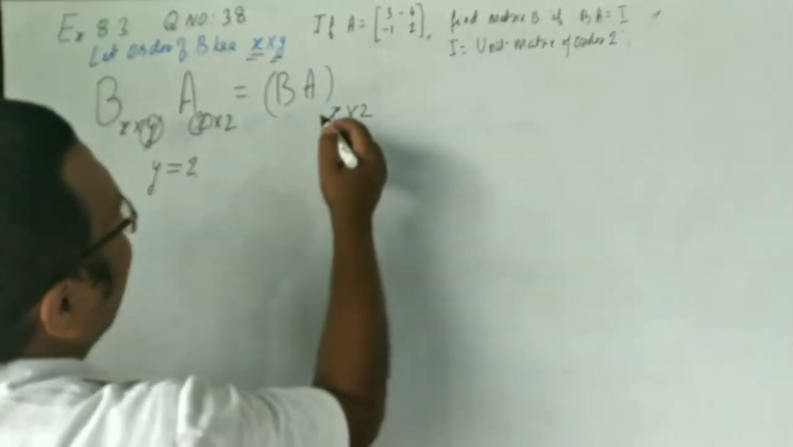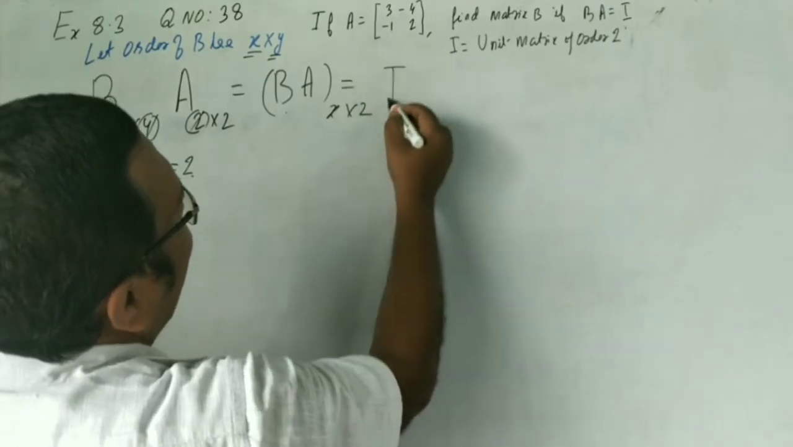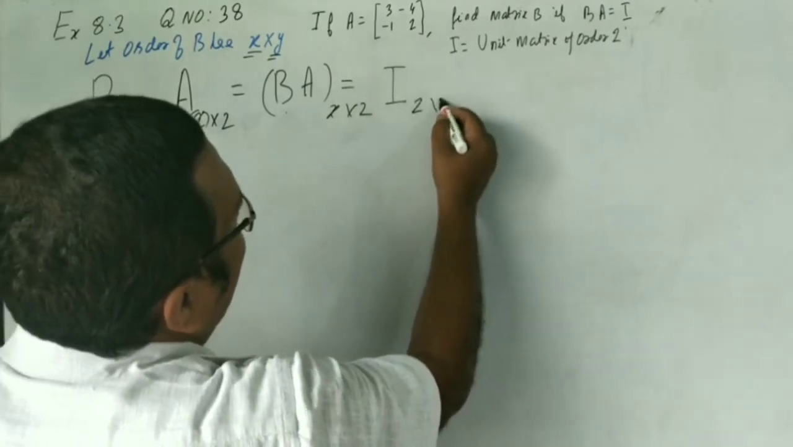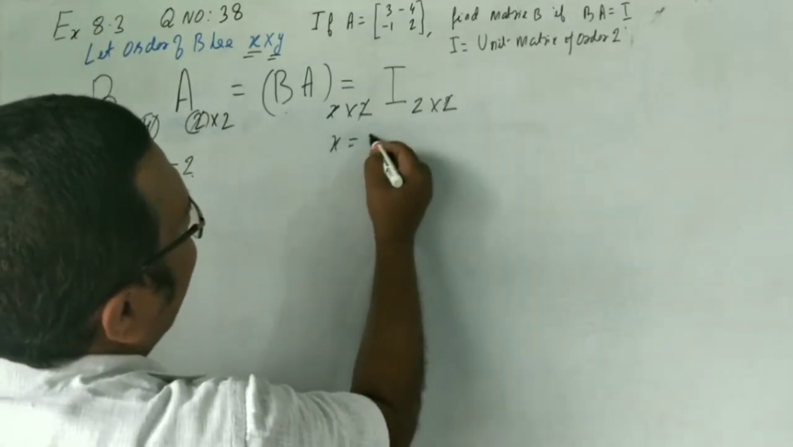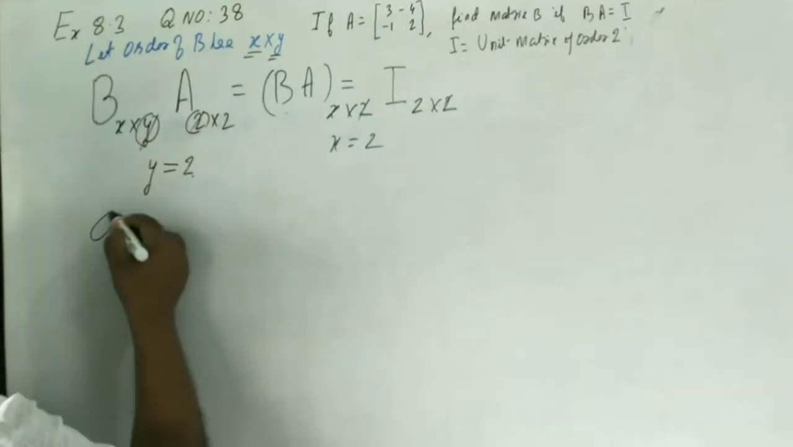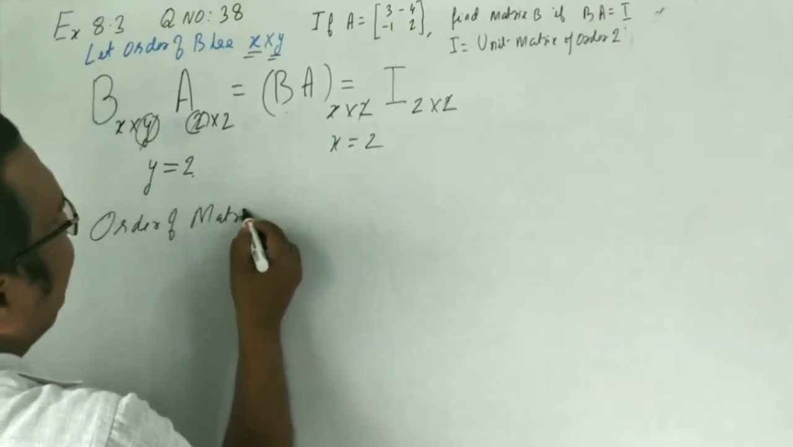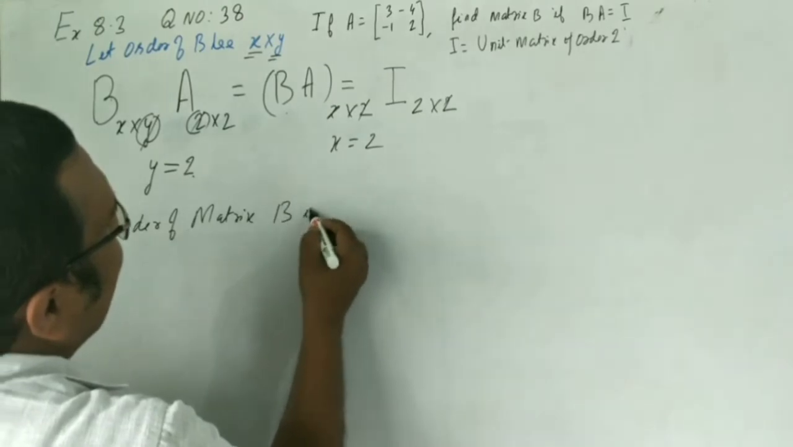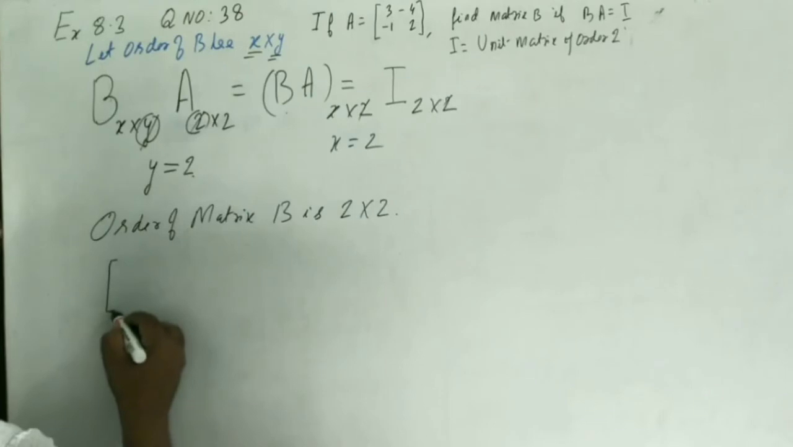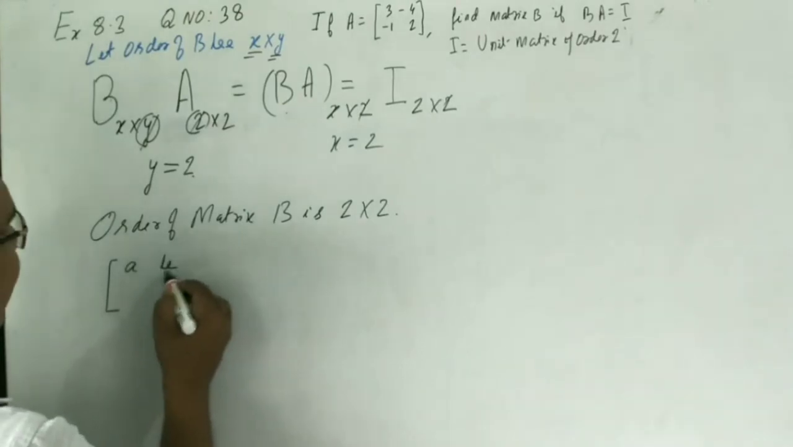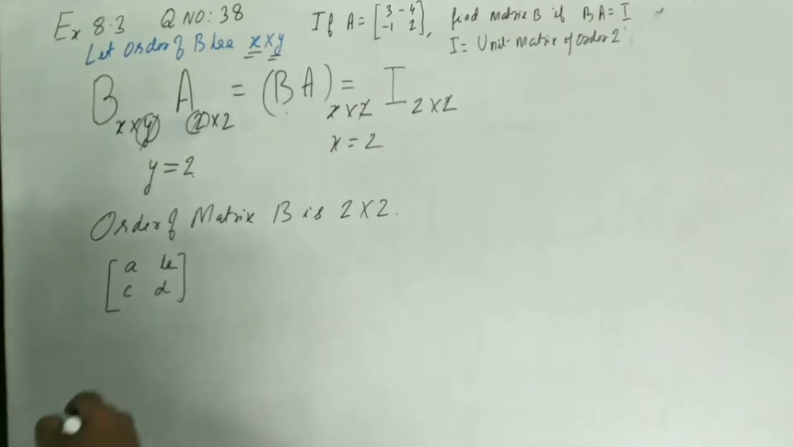Now it is given that this is an identity matrix. So what is X? X is equal to 2. Therefore, the order of matrix B is 2 by 2. That is a, b, c and d. This I have to find.